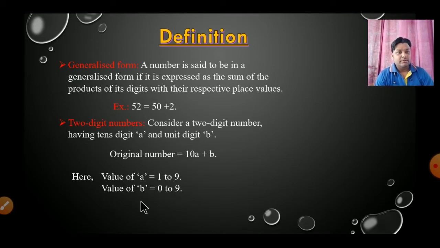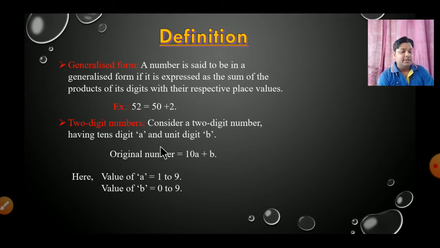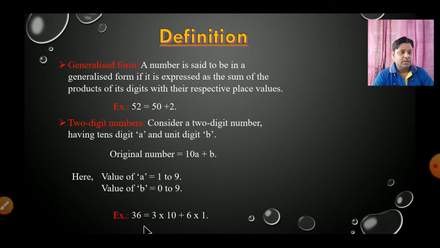And the value of B will be 0 to 9. Always keep in mind that if a two digit number is given, then the tens digit is always a natural number, not a whole number, and all the rest of the digits can be whole numbers. Okay. And like this, 36 means 3 into 10 plus 6 into 1.